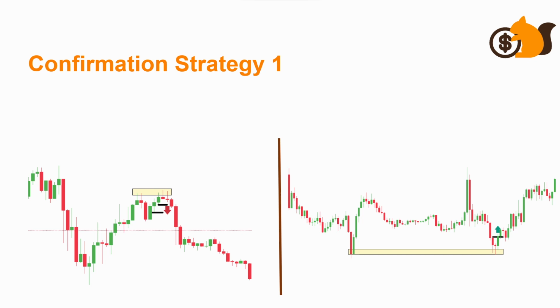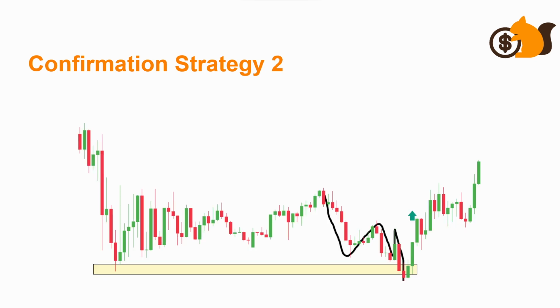You could, for example, enter as soon as the market breaks through the low of one of the strong previous bullish candles, as shown by the small black lines. The picture on the right-hand side is similar. After the market reached the previous low, it started turning. The next bullish candle was strong enough to close above the high of one of the previous bearish candles, again shown by the black line. The benefit of this type of confirmation is that it does not delay your entry too much.